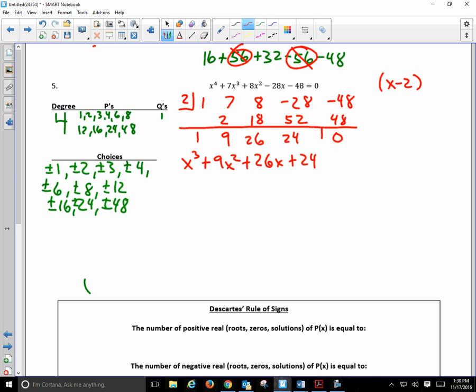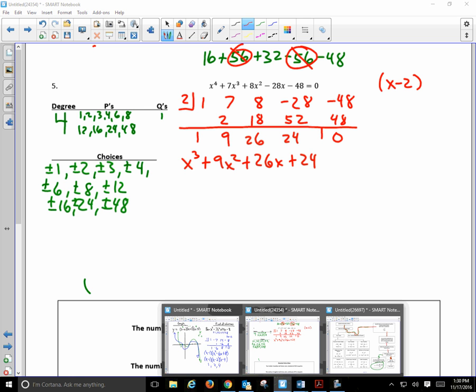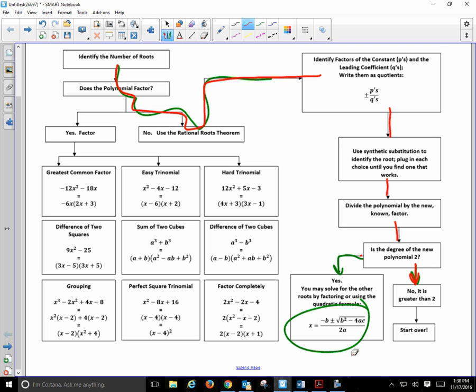So I divide it and I get a cubic. Now, as we go back to our decision tree, you see that you have this situation. We identify the number of roots. It was 4. It didn't factor, so we use the rational roots theorem. We did our P's and our Q's. We used substitution and found that 2 worked. We divided it by the factor. And then was our new polynomial of degree 2? No. If it was, we would use a quadratic formula or factor or complete the square. If it's greater than 2 for a degree, we start back over. And we have to then ask those questions.